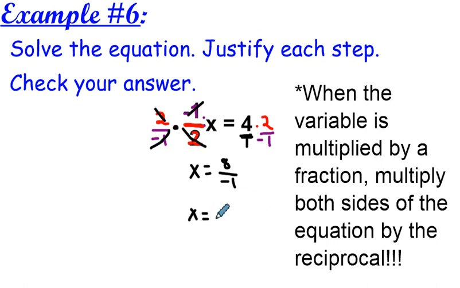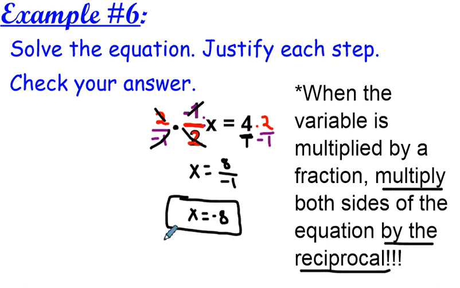8 divided by -1 is -8. And there is the answer. X equals -8. So what I'm doing here is taking care of two operations at once. I am multiplying by 2 and I am dividing by -1 at the same time, which is called multiplying by the reciprocal. And it just saves you time.